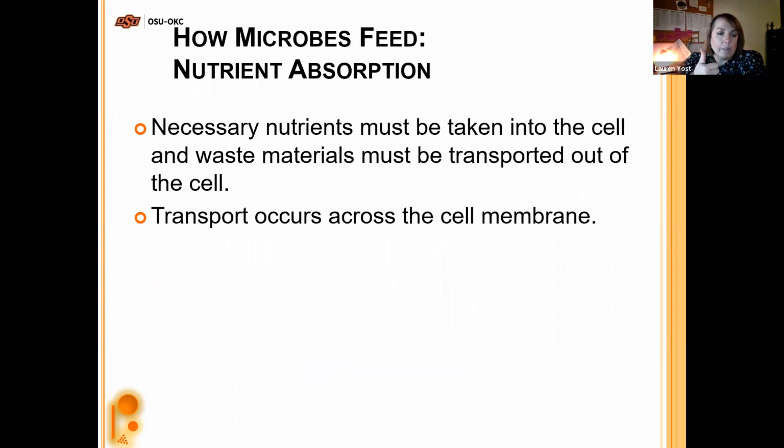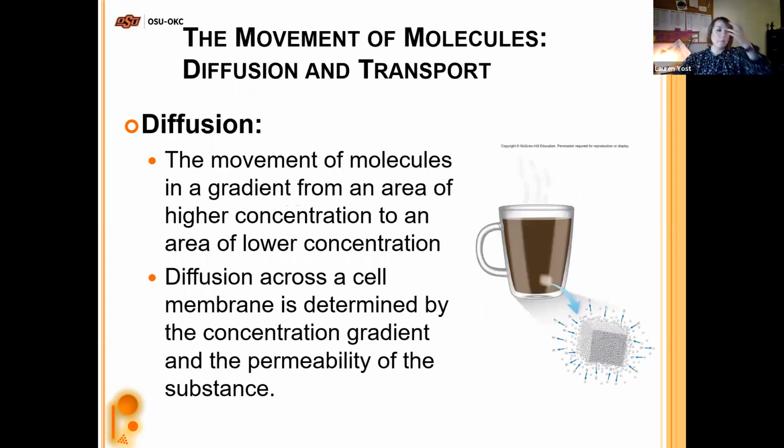So microbes, how do they feed? How do they absorb their nutrients? Nutrients must be taken into the cell itself, and the waste materials have to be transported out of the cell. So there has to be a system for that. So transport has to occur all across that membrane, the outside membrane. Has to get in somehow, has to get out somehow.